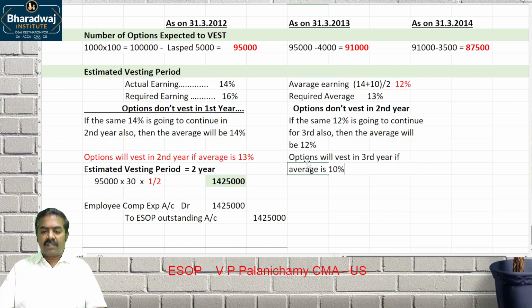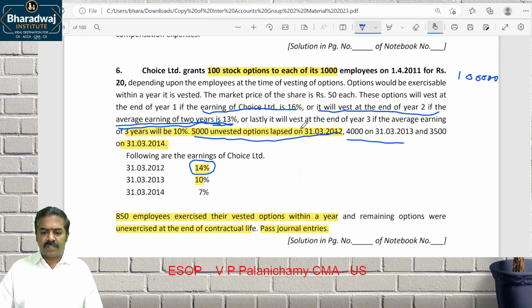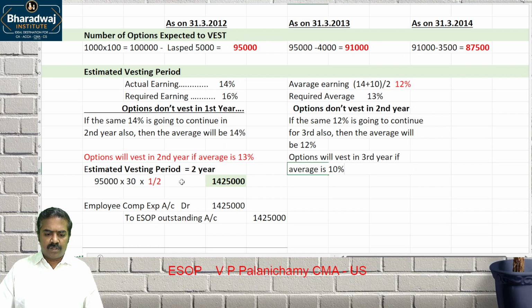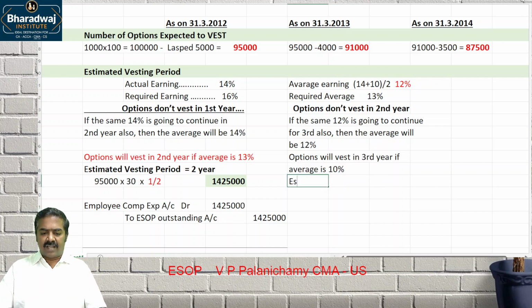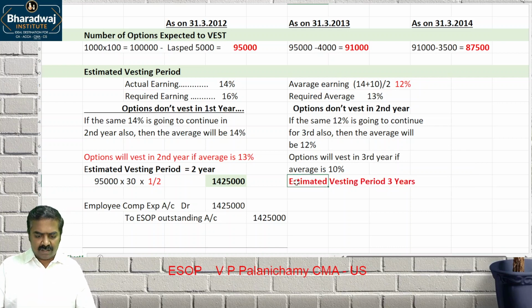If the average is what percentage? Look at the question. Option will vest in the third year if the average is how much percentage? 10%. Yes. The same 12% is going to continue. The option will vest in which year? Third year. What is the average required? 10%. So, at the end of the second year, the estimated vesting period is how many years? 3 years. In the first year I thought 2 years, but when the second year comes it goes to how many years? 3 years. Now, create a provision.